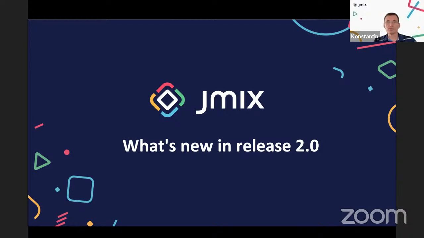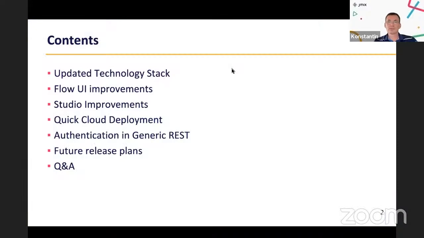Today, we'll be talking about the new major release of Jmix, version 2.0. We'll start from discussing the updated technology stack and its implications. Then we'll explore improvements in Flow UI. After that, we'll look at the new features of Studio and then discuss the new authentication mechanism in generic REST. In the end, we'll talk about our future plans. Feel free to ask any questions you may have in the chat. Me and my colleagues will try to answer them.